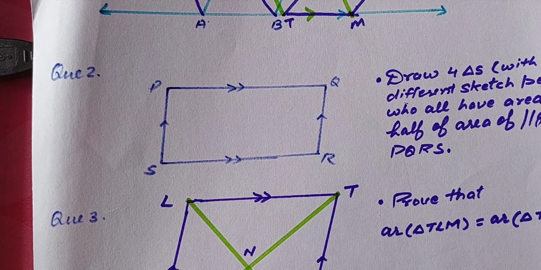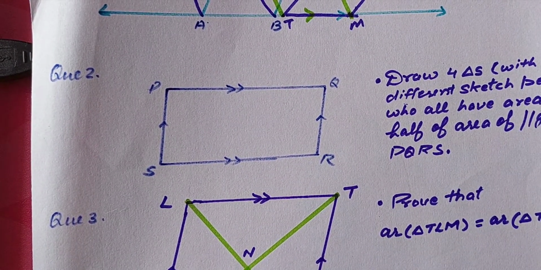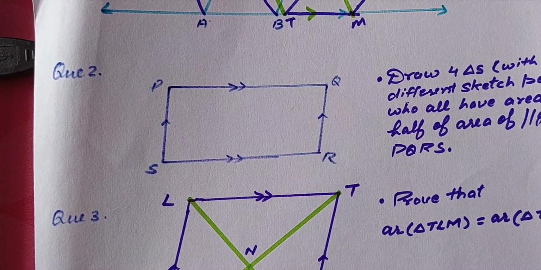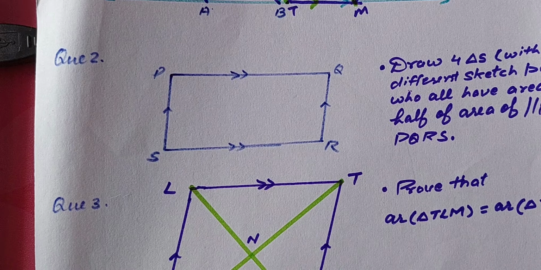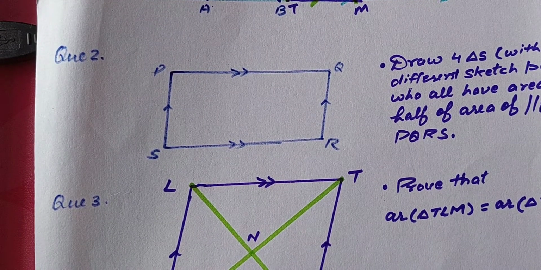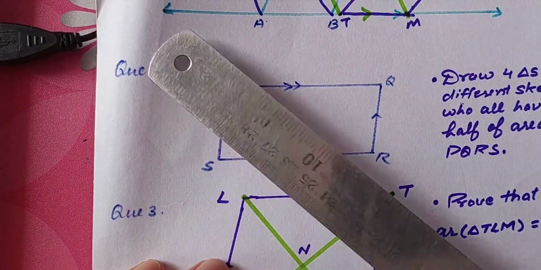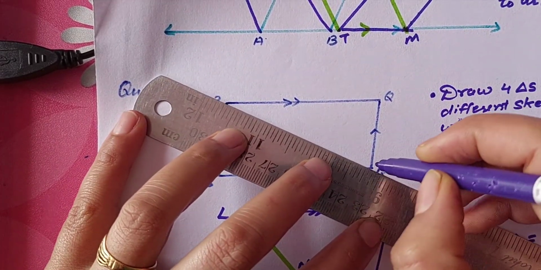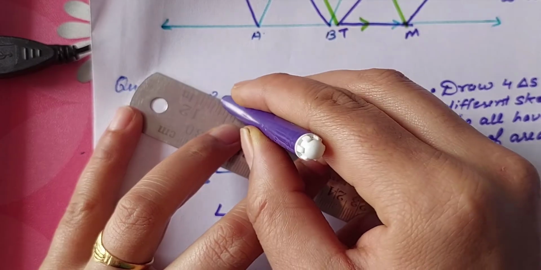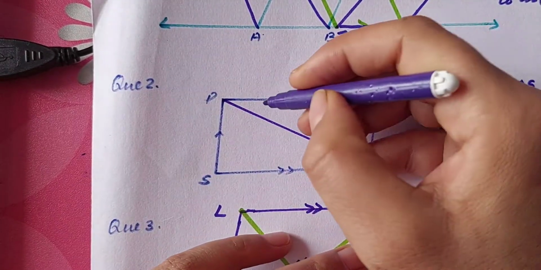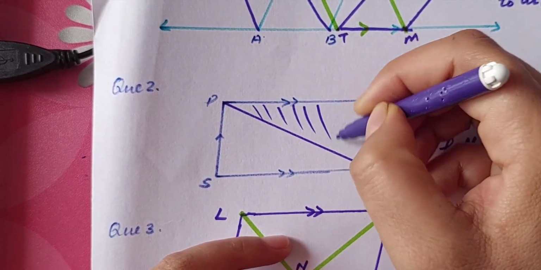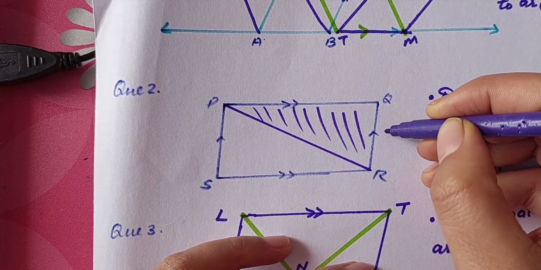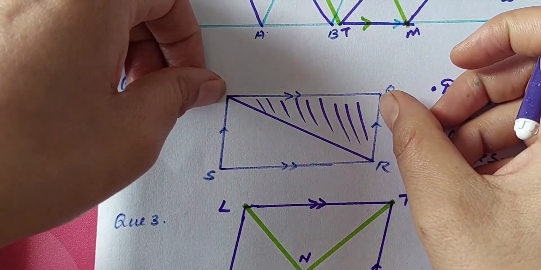As a second question, you have to draw four triangles with different sketch pens who all have the same area. Who all have area half of the area of the parallelogram. So four triangles we were asked. So one of the triangles, you can choose this point P, and this triangle has the area half of the parallelogram. Why? Because the base is the same and the height is the same.